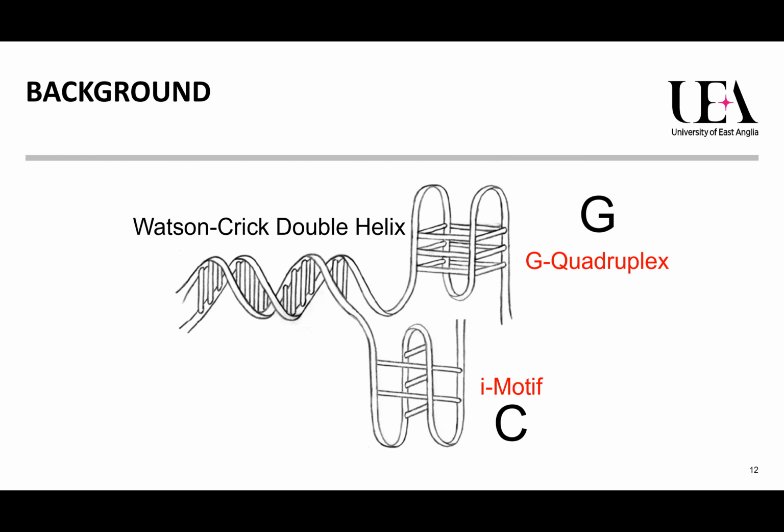ladder, hold them together. DNA, which is composed mainly of the bases G and C, can form unusual structures such as G quadruplexes and i-Motifs. These look very different to the typical double helical structure, which was first proposed by Watson and Crick in 1953. My group are interested in i-Motifs, which form in DNA which contains lots of the base cytosine.